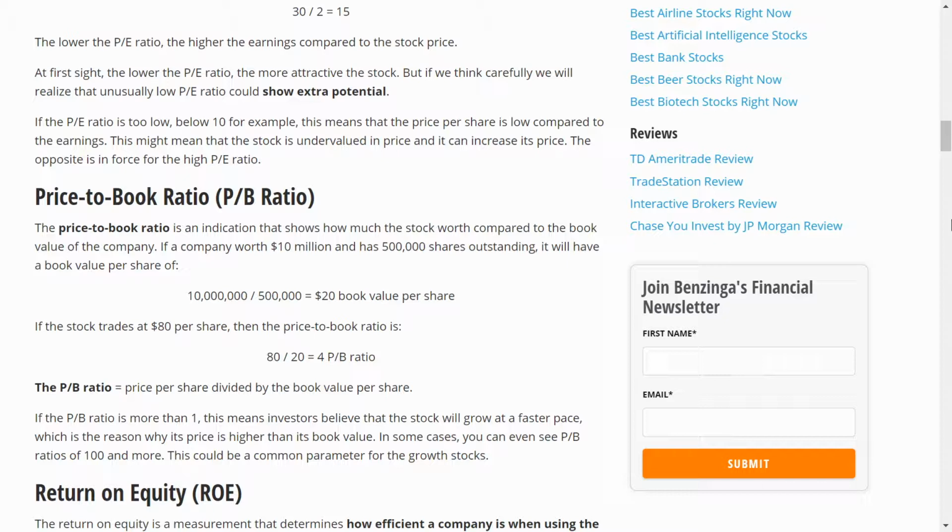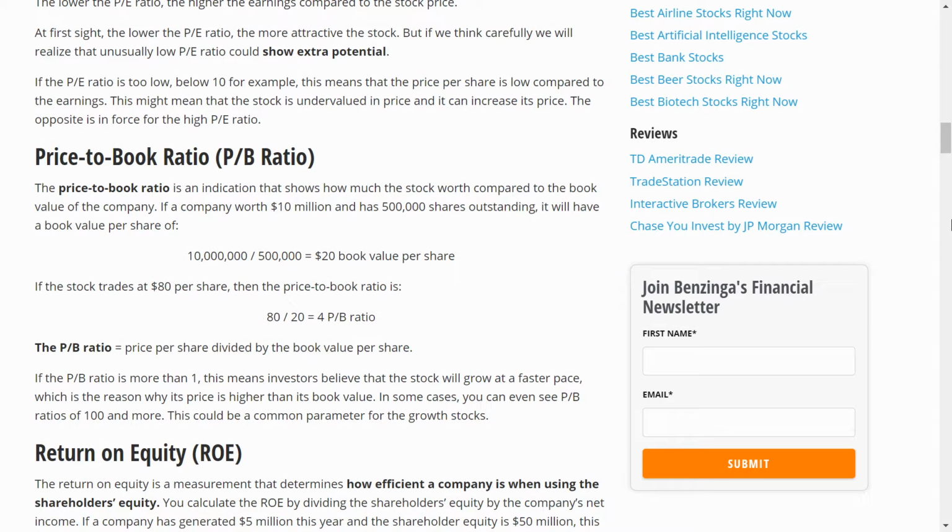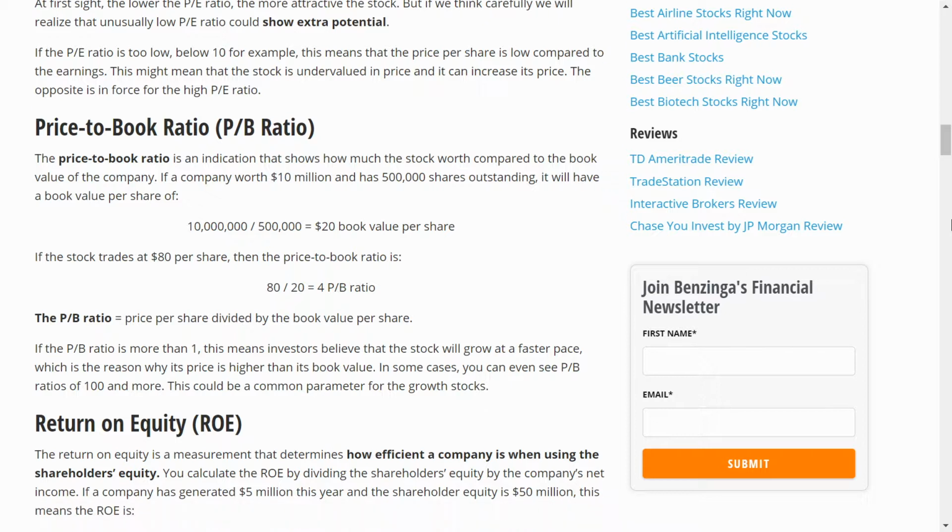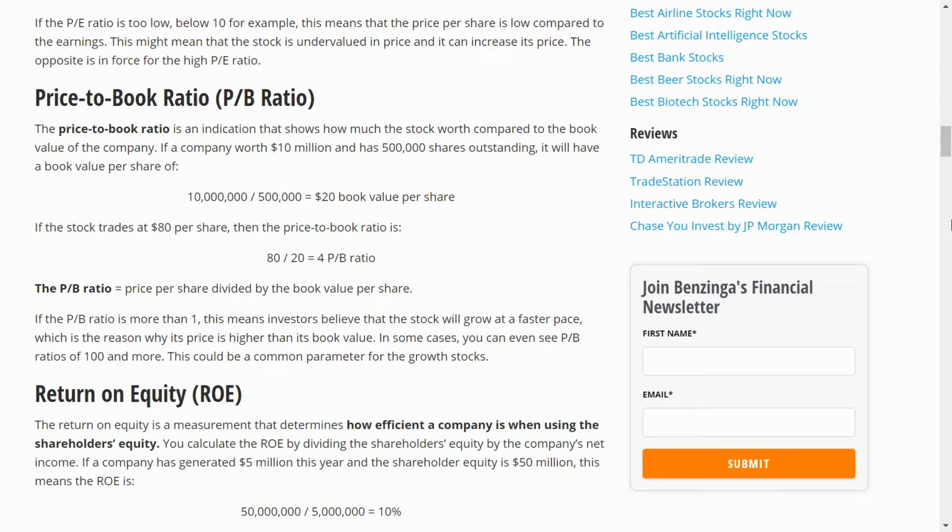You've got the price to book ratio, an indication of how much a stock is worth compared to the book value of the company. The PB ratio is similar to the PE ratio. What is the raw book value? What is it actually worth, without counting much of anything else? It will have a book value per share. If the stock trades at 80 per share and the book value is 20, then the price to book ratio is 80 divided by 20. PB ratio is price per share divided by the book value per share. If the PB ratio is more than one, this means investors believe that the stock will grow at a faster pace.